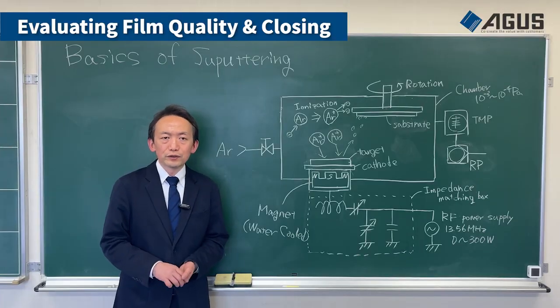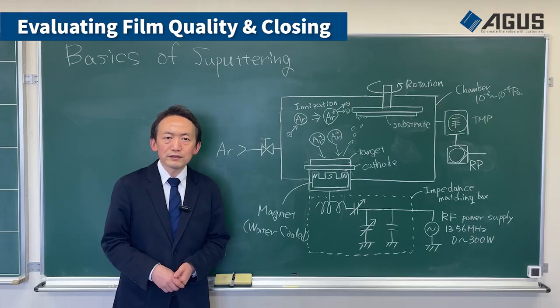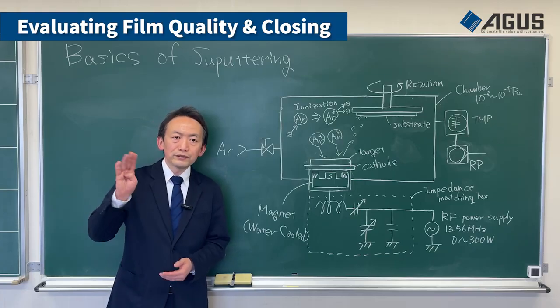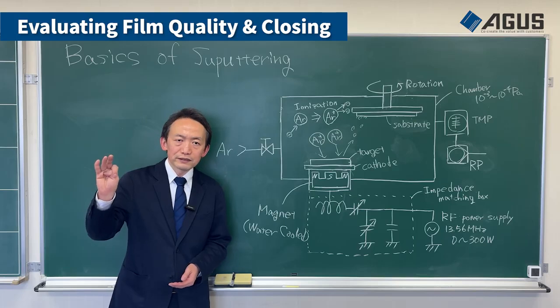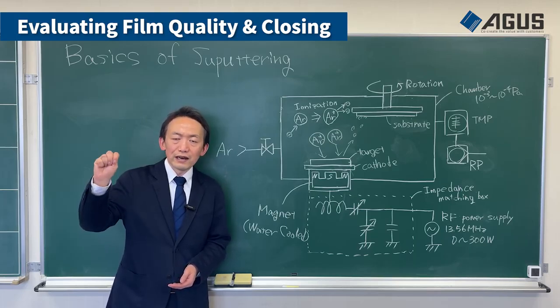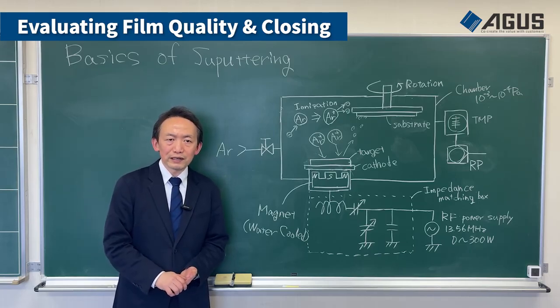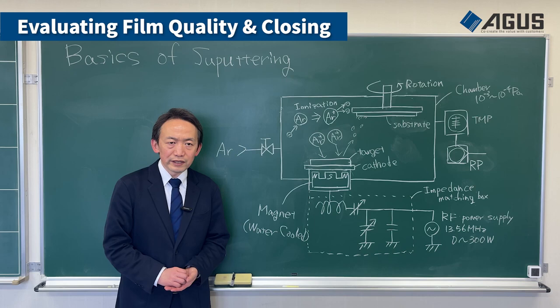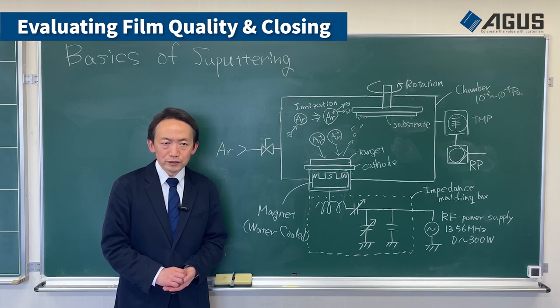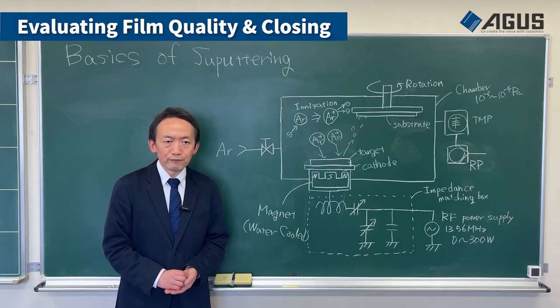How do you check a good film? Look at these 6 points: thickness, surface roughness, crystallinity, durability, optical properties, and electronic properties. We use stylus profilers or ellipsometers to measure thickness. For crystallinity, XRD is used. For durability, we perform abrasion and adhesion tests.